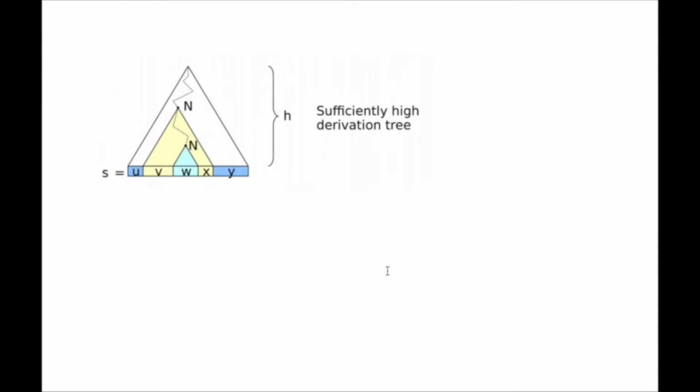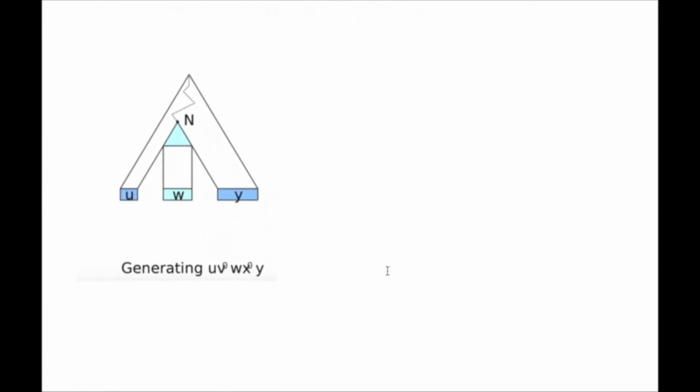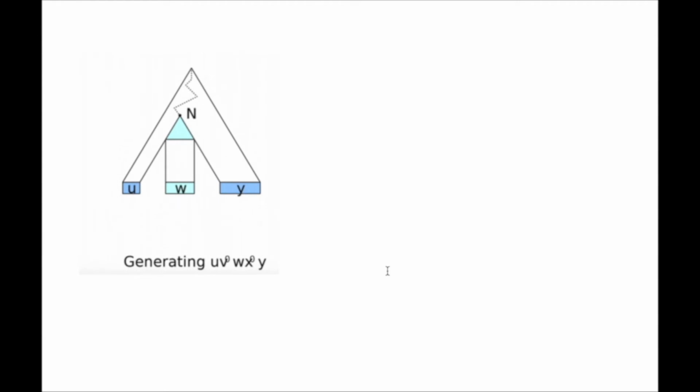When S is of a sufficient length of k, the parse tree for the word S has a sufficiently high derivation tree for there to be one reoccurrence of the same non-terminal N along the path of this parse tree. We can get rid of one of the N's along the path, and this removes the V and X section. So if you notice here, the V and X can be directly substituted for W. This is because the condition for a parse tree is that every interior node has to be the head of the production of another subtree.